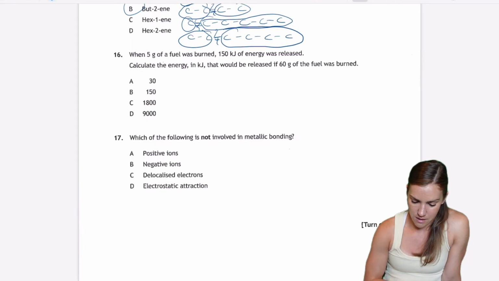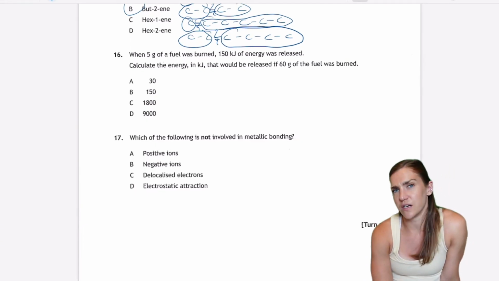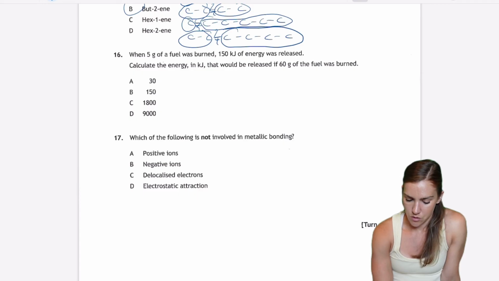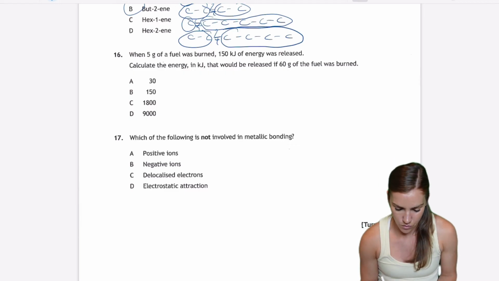So then for question 16, this isn't one you see very often in National 5. These are very common type questions in Higher, although they are a bit more complicated in Higher, but I guess it's good that you're being introduced to them now. You might know them a bit better for next year. So we've got 5 grams of a fuel being burned and releasing 150 kilojoules of energy. So what you want to do is set up a direct proportion relationship here.